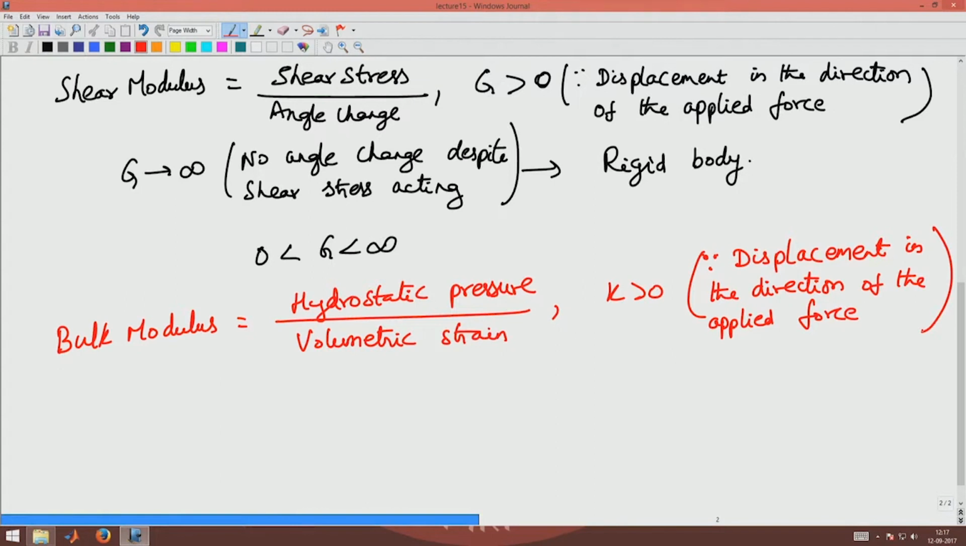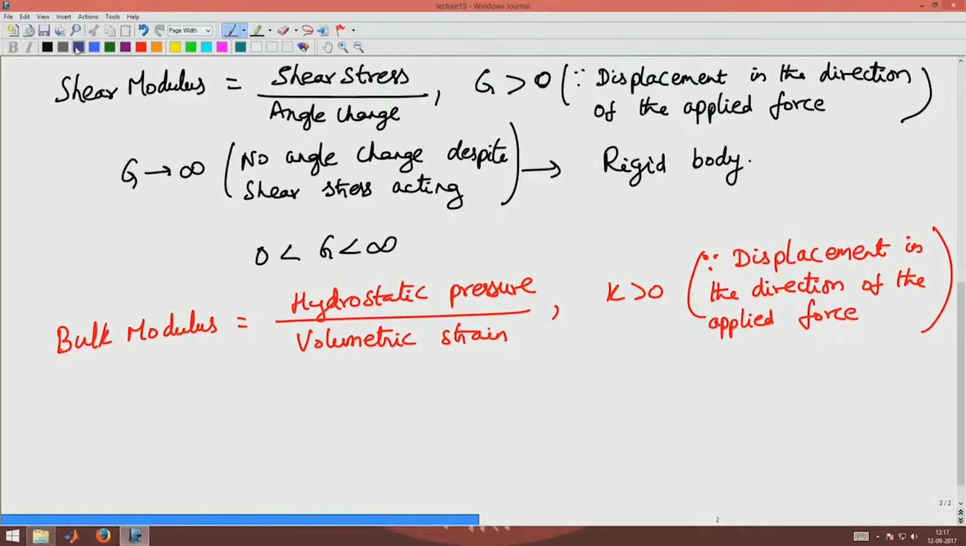Now, there are some materials which will not change their volume despite what hydrostatic pressure you apply or whatever be the stress state. There are certain materials that will not change their volume. Such materials are called incompressible materials.